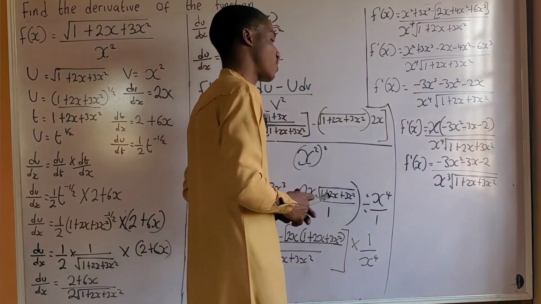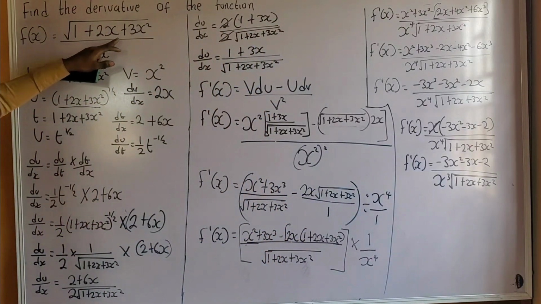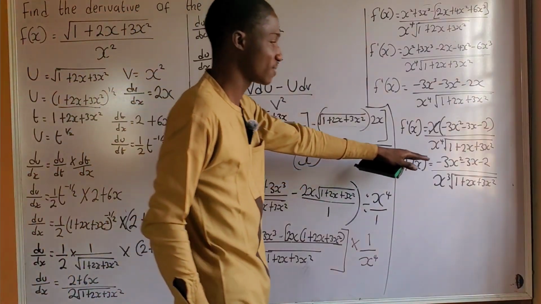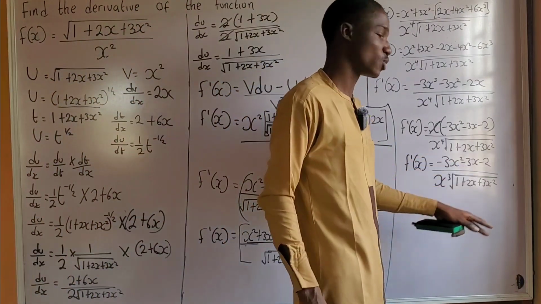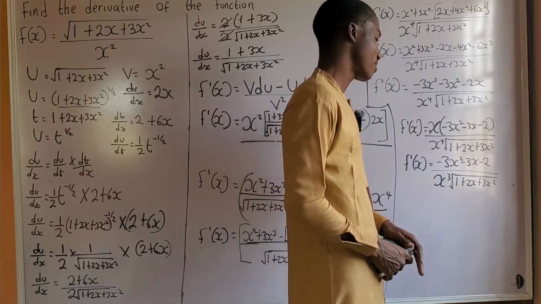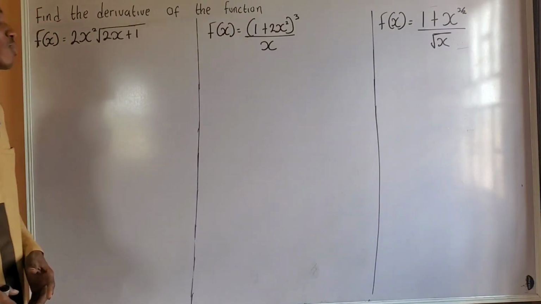So the derivative of the function f of x equals the square root of 1 plus 2x plus 3x squared all over x squared is negative 3x squared, negative 3x, negative 2 all over x raised to the power of 3 multiplied by the square root of 1 plus 2x plus 3x squared. Do you understand?